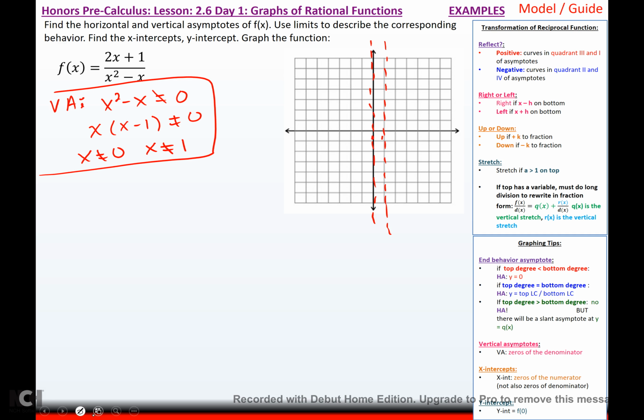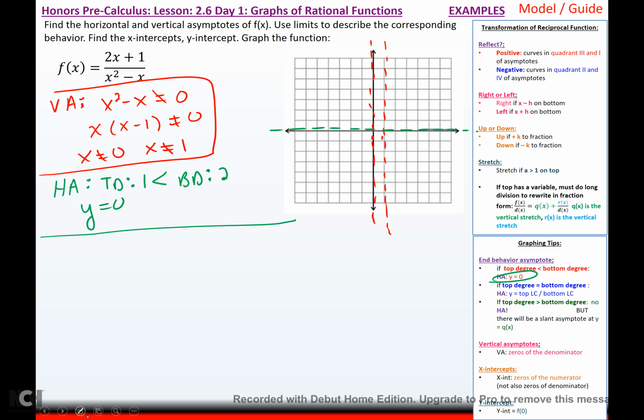To get my horizontal asymptotes, I look at the degrees. My top degree is 1. My bottom degree is 2. The top degree is smaller than my bottom degree, which means my horizontal asymptote is at y equals 0, which is right there. Okay, so now I'm going to get some x-intercepts.